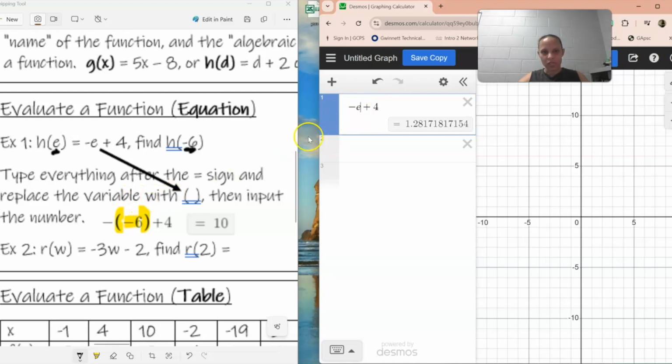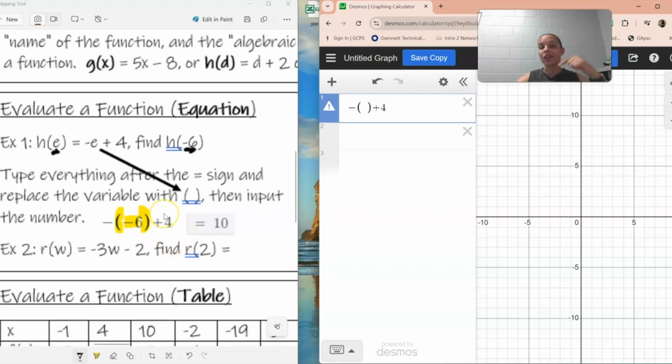So what's my variable? E, with parentheses. So it says replace that E with parentheses. So I'm going to go ahead and replace the E with parentheses. Then input the number. So remember, you've got to put your input in to get an output. You can't get an answer without putting it in first. So that's how you're going to remember that.